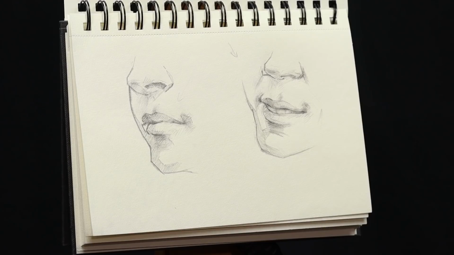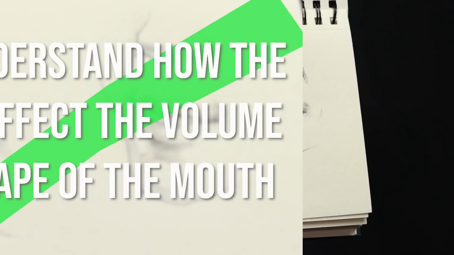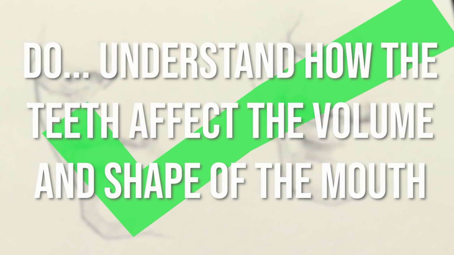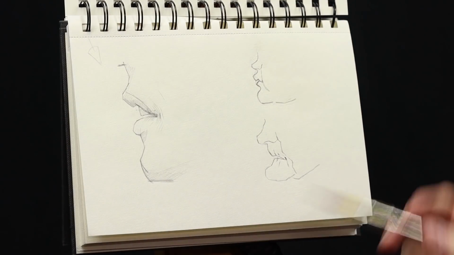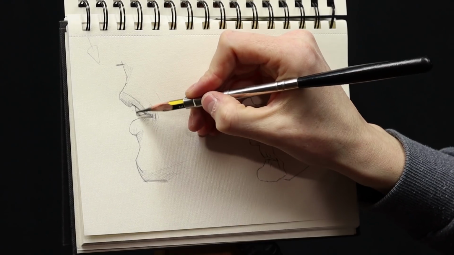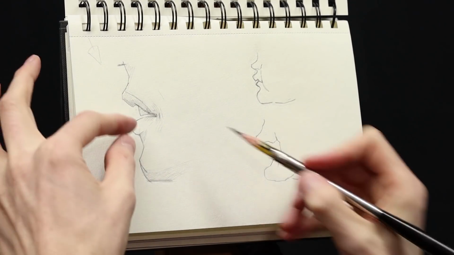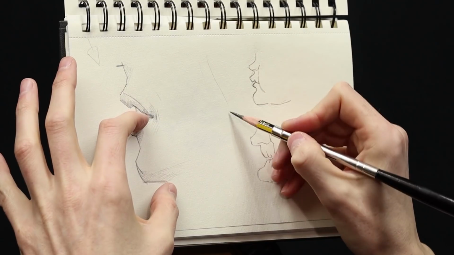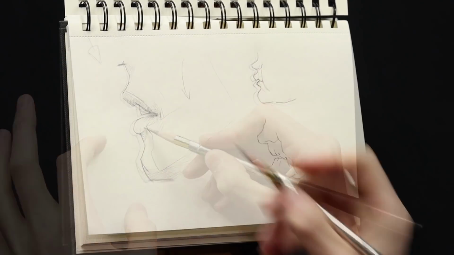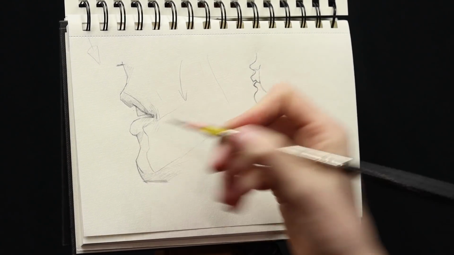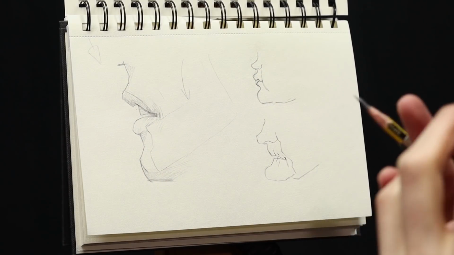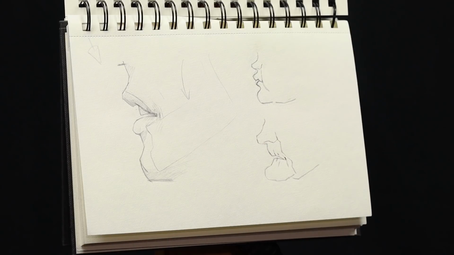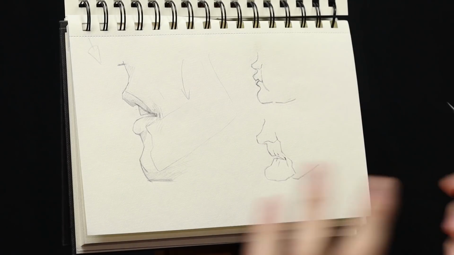Now, another very important thing is you want to understand how the teeth affect the volume and the shape of the mouth. Let me show you this example. You see how the teeth appear here when the mouth is open. The mouth opens by the action of the lower jaw. Usually you don't see the lower teeth, except if the person is opening the mouth really wide. But generally it's more subtle than this.